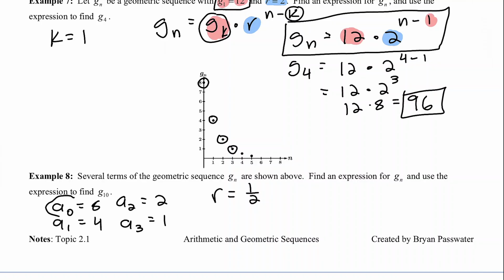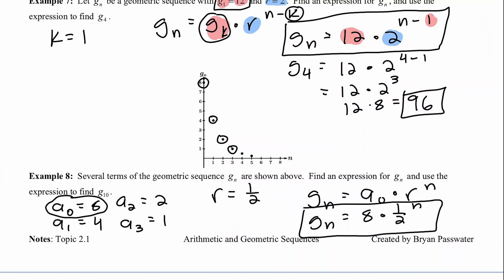Again, they told me A of 0 this time, so I can actually use this: G of N is equal to A of 0 times R to the power of N. So A of 0 is 8, and my R is 1/2. So my equation would look like G of N is equal to 8 times 1/2 to the power of N. They want me to find G of 10.